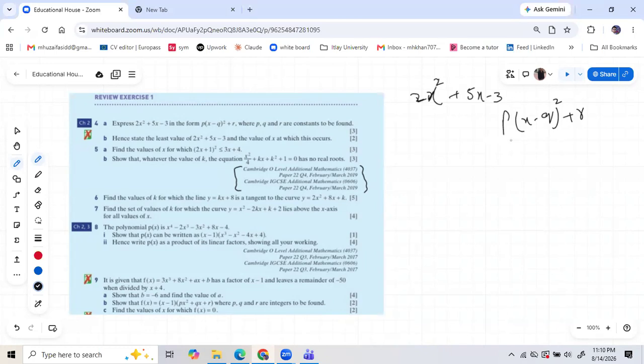Okay, so our target is finding p, q, r. We want to find the values of p, q, r using this one equation. But look at it here. Here this is our quadratic equation, and here we have (x minus q) whole square. So from this we can understand we can solve the quadratic equation with the help of completing the square.